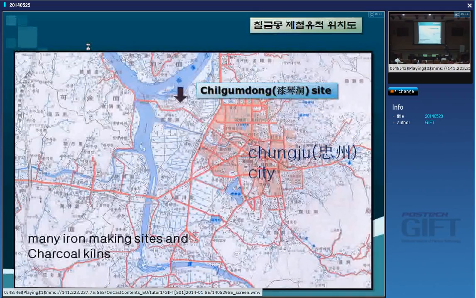Iron. Many iron production sites were located in this area. About 70 sites were discovered. Many iron making sites and charcoal kilns, much more charcoal kilns. The national government of cultural heritage has absolutely no interest in this site.